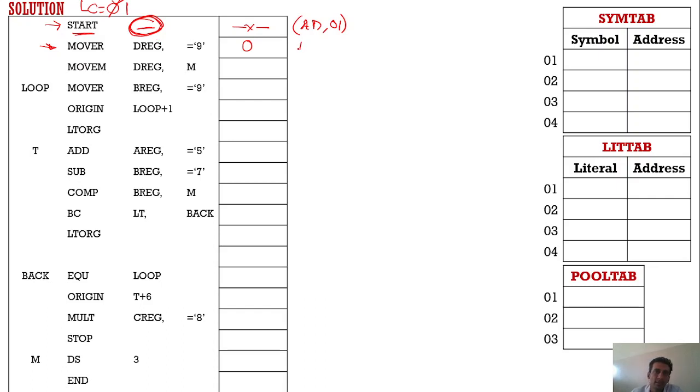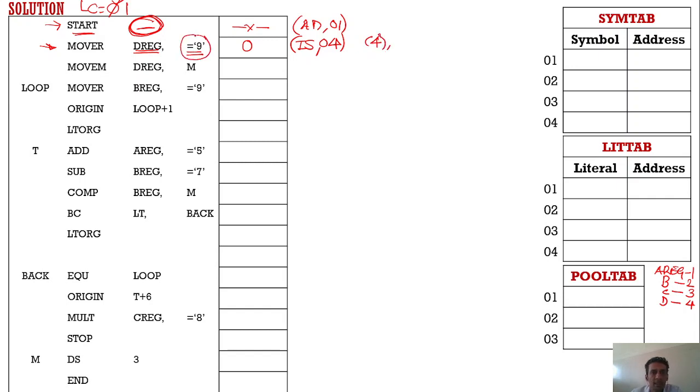MOVER, we will write it in intermediate form as IS comma 04. And what about the operands? So the first operand is D register. We know that we have only 4 registers: A register, B register, C register and D register. We uniquely identify A by 1, B register by 2, C register by 3, D register by 4. So the D register, we will replace it as 4, comma, equal to 9.